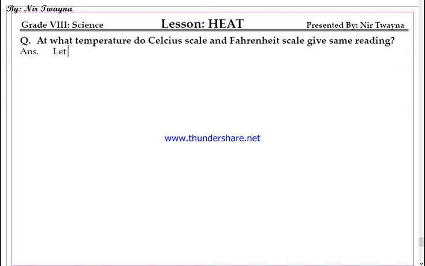Okay, let us assume here x degree Celsius is equal to x degree Fahrenheit. That means, look here, in both Celsius and Fahrenheit scales we have the same reading, isn't it? That is x. We don't know it yet, but the Celsius and Fahrenheit scales both have the same reading, x. Now we need to find the value of x.